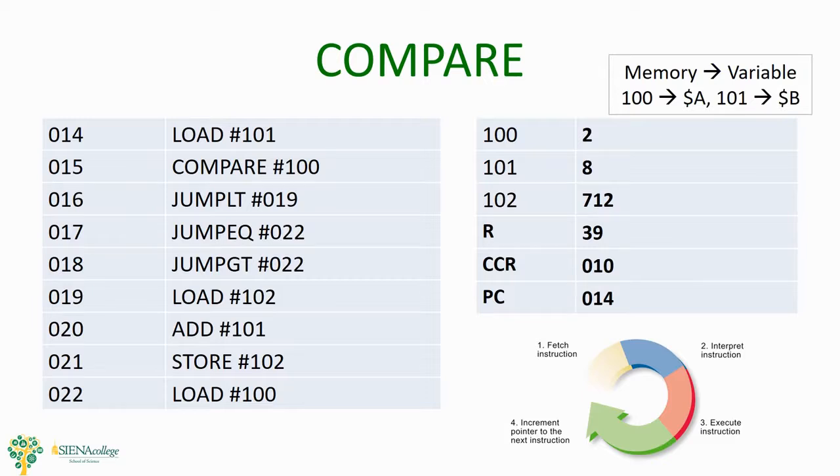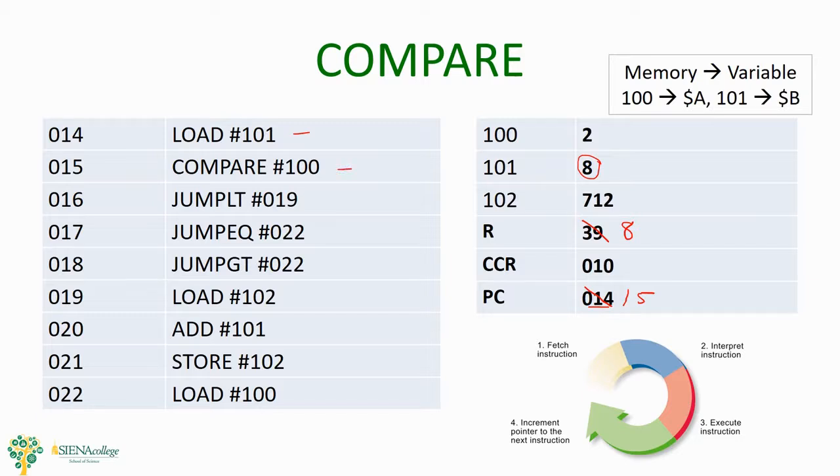The compare command. We're going to see how the compare command changes the comparison register and the impact it has on our conditional jumps: jump less than, jump equal to, and jump greater than. Our program counter says 14. Looking at line 14, we have a load 101 that says take the value that's in location 101 and store it in the register. So the register now has the value 8. We're done with that. We'll increment our program counter by 1 to 15, and we look at the compare.